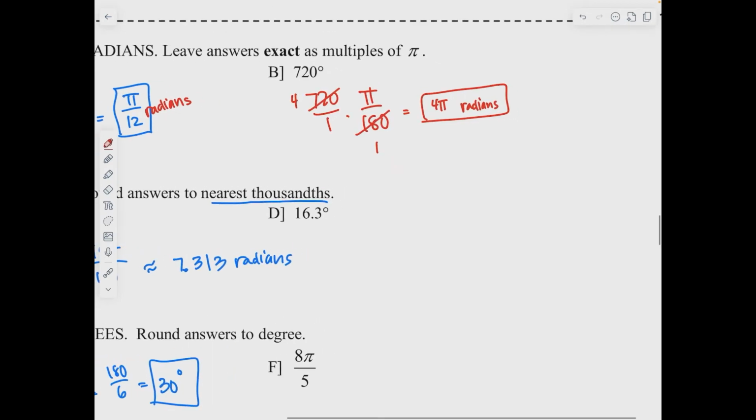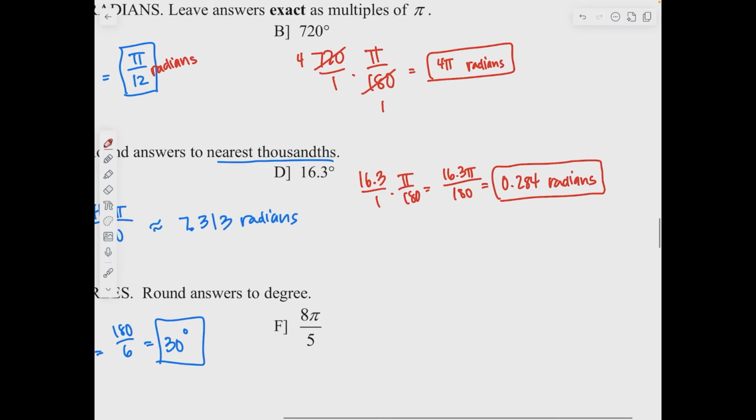Okay, for the next one, I have 16.3. So I have 16.3 times pi over 180. So I'll do 16.3 pi, and then I'll take that answer and divide it by 180. So that's going to be approximately 0.284 radians.